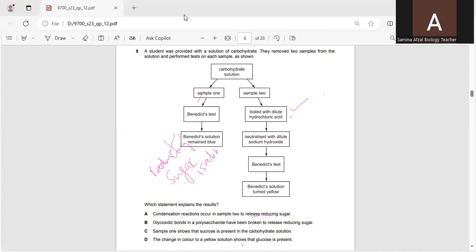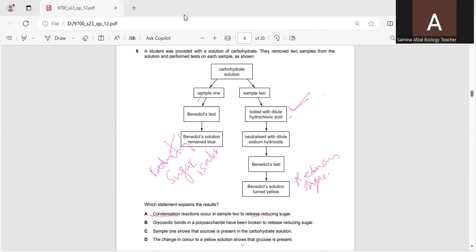Neutralized with dilute sodium hydroxide. Benedict test. Benedict solution yellow, reducing sugar present. So which statement explains the results? Condensation reaction occurs in sample 2 to release reducing sugar? No, not condensation reaction. There is hydrolysis. So glycosidic bonds in a polysaccharide have been broken to release reducing sugar.